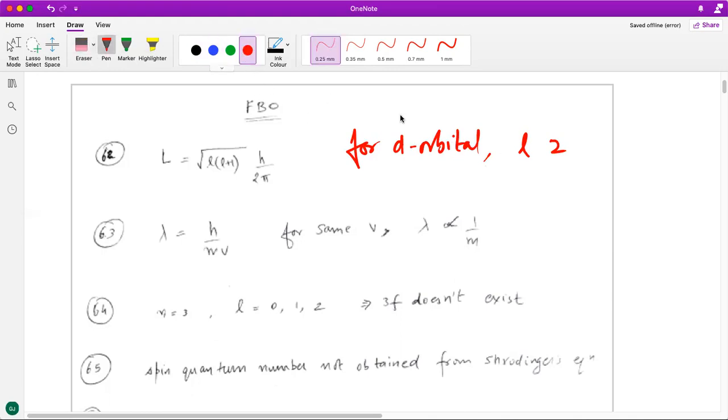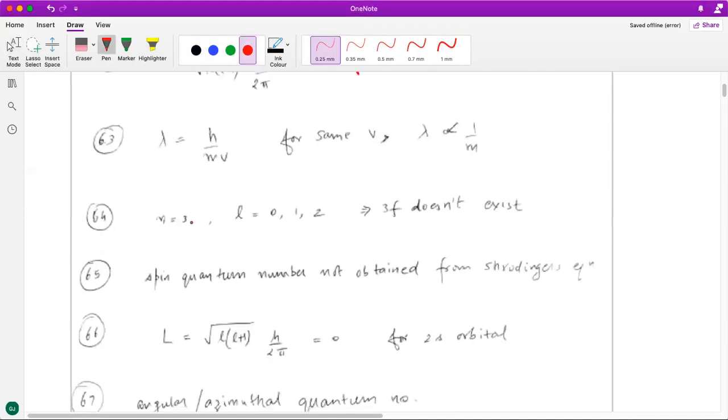Now, 63rd question is a simple question based on de Broglie wavelength. I don't think you will have any doubt in this. 64th question is another easy question. For n equal to 3, L cannot be 3. It has to be between 0 to n minus 1, right? So 3f will not exist.